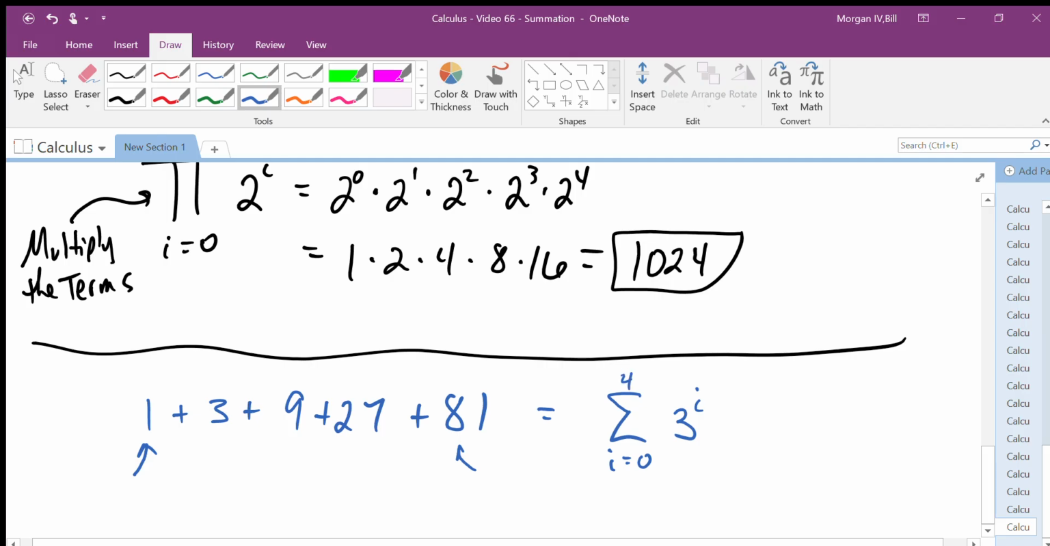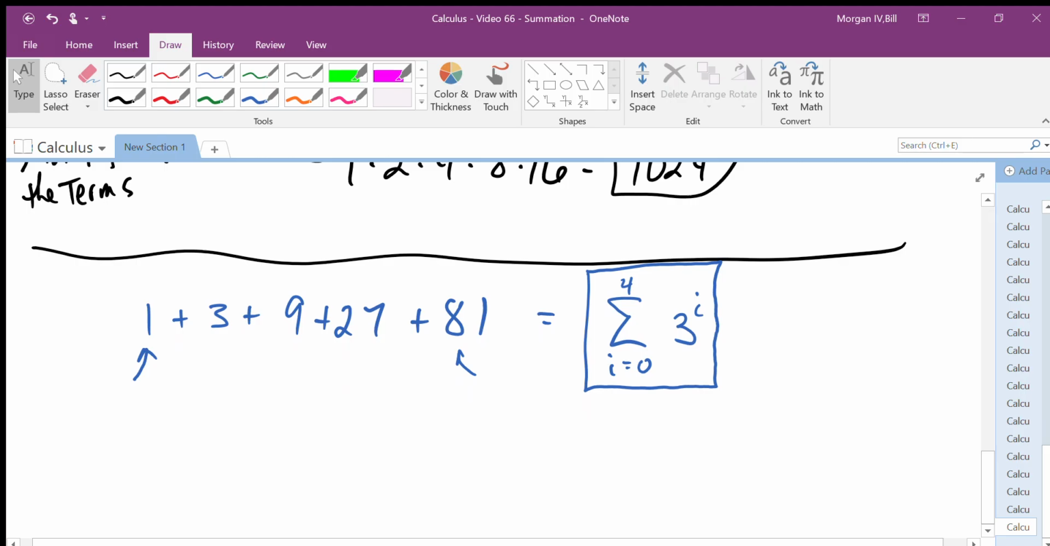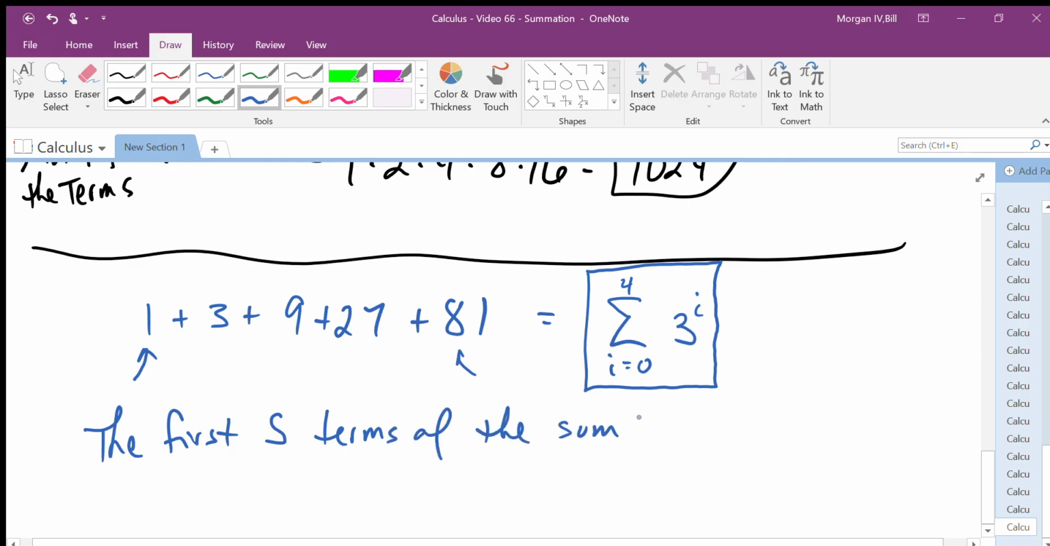So 1 plus 3 plus 9 plus 27 plus 81 is the sum, I equals 0 to 4 of 3 to the I. Okay. And sometimes you'll have it written like this, where they'll say something like the first 5 terms of the sum are 1, 3, 9, 27, 81. Instead of using the addition sign, these are the terms that we would be adding together. So you might see it like that, but again, you're just trying to find the pattern.